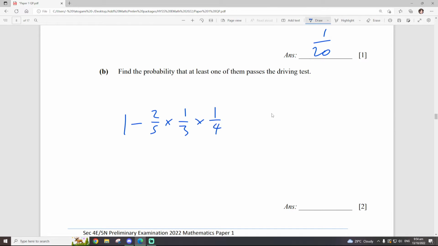So let's see what this is. This cancels to become 2. So actually we get 5 times 3 times 2, which is 30. So this is 29 over 30. Okay.